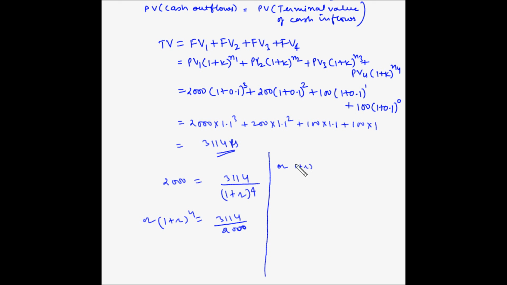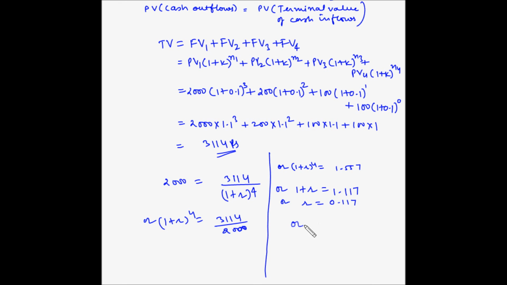Or 1 plus R to the power 4 is equal to 1.557, or now we'll take the fourth root of both the sides. So 1 plus R is equal to 1.117, or R is equal to 0.117, or R is equal to 11.7%.